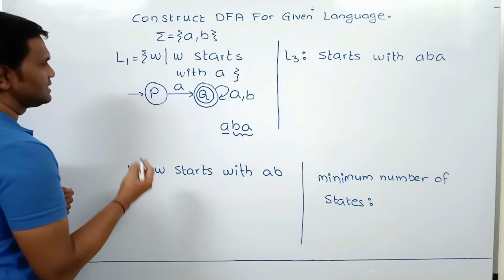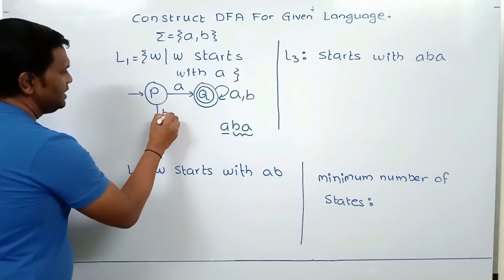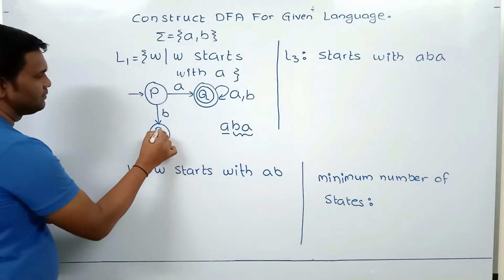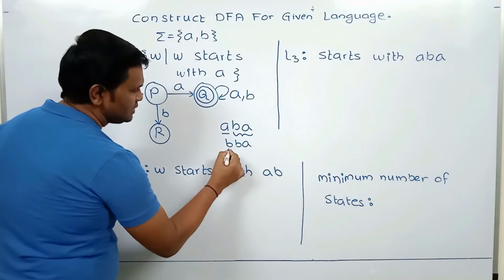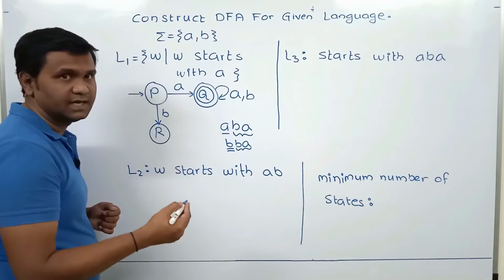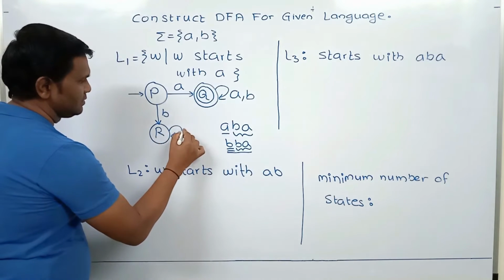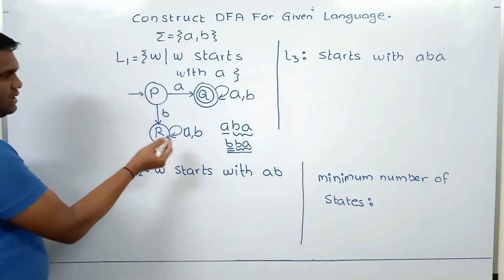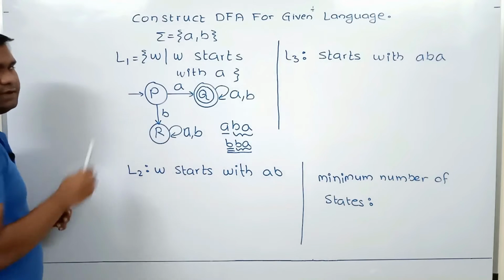Now what if the string is starting with B? If the string starts with B, we enter the trap state. This is a non-final state. If we consider the string BBA, once we know that the string starts with B, we process the remaining part in the trap state and reject the string. So this is the trap state. State R is the trap state. This is the required DFA.